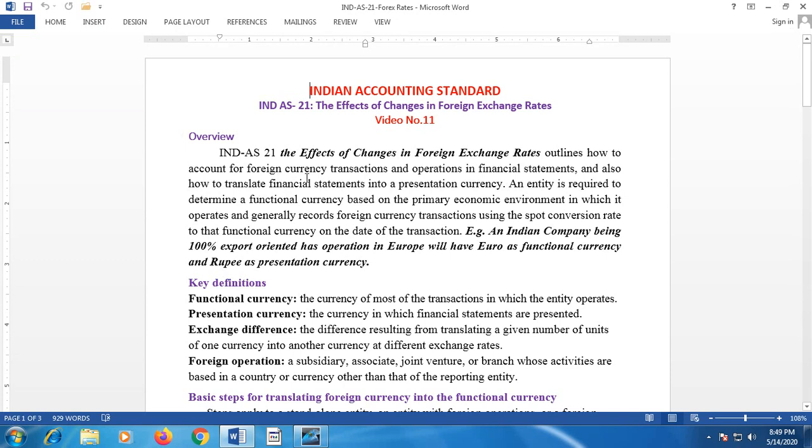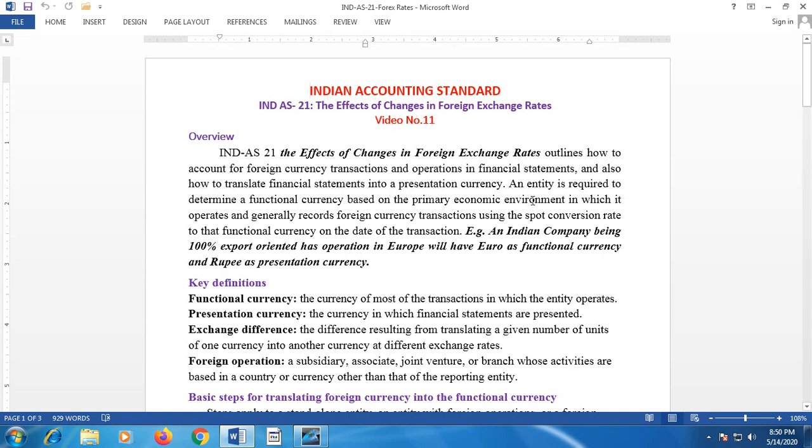Ind AS 21, the effects of changes in foreign exchange rates, outlines how to account for foreign currency transactions and operations in financial statements, and also how to translate financial statements into presentation currency. That means how foreign exchange rate differences are adjusted in the books of accounts and how the foreign exchange transactions are recorded in functional and presentation currencies.